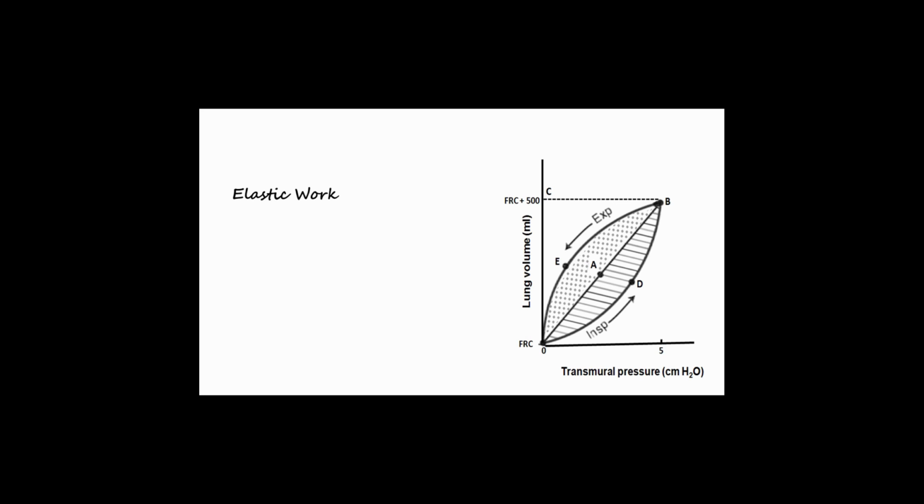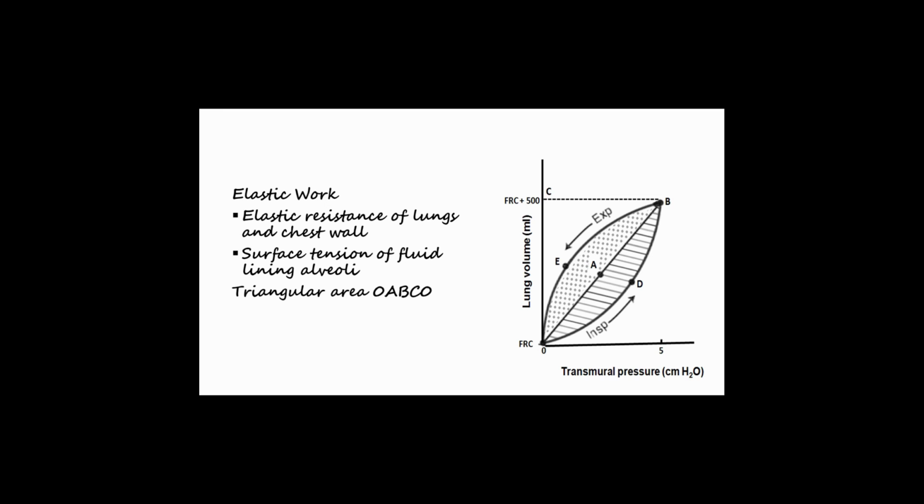Elastic work. This is work performed by the inspiratory muscles to overcome the elastic resistance of the lungs and chest wall, and the surface tension of the fluid lining the alveoli. Elastic work is represented by the triangular area 0ABC0.